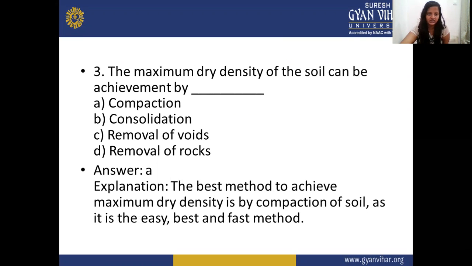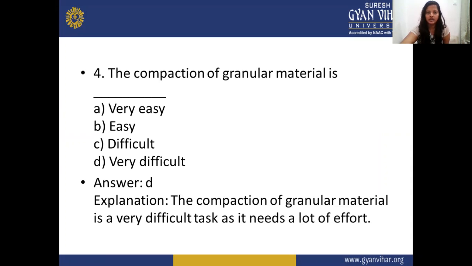The maximum dry density of the soil can be achieved by compaction, consolidation, removal of voids, or removal of rocks. The best method to achieve maximum dry density is compaction of soil, as it is the easiest and fastest method. The compaction of granular material is very easy, difficult, or very difficult? The answer is D. It is very difficult. The compaction of granular material is a very difficult task as it needs a lot of effort, because it has a tendency to move from a high pressure zone to a low pressure zone.